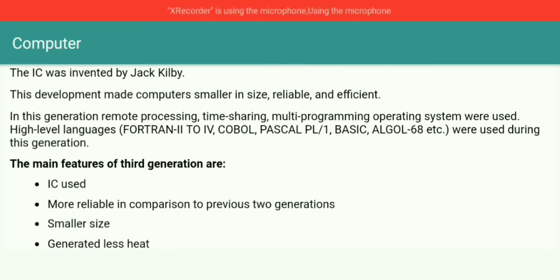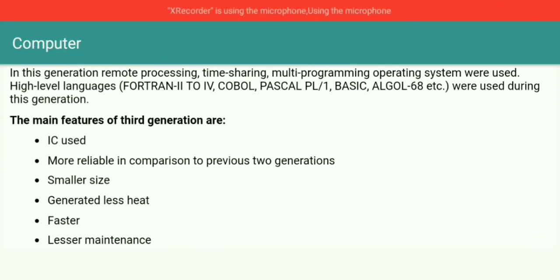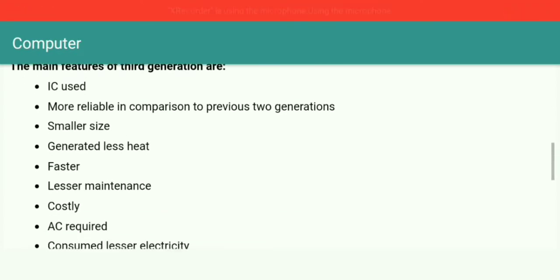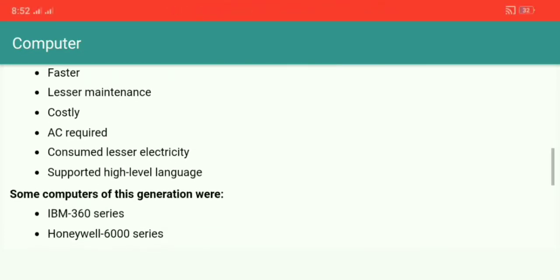So, ito naman yung features ng third generation, mga kaibigan. IC used, alam nyo naman siguro yung IC. So, nabasa na natin before. So, balik nyo lang. So, more reliable in comparison to previous two generations. Smaller size, generated less heat, faster. So, lesser maintenance, costly. So, magastos pa rin. AC required, consumed less electricity, supported high-level language.